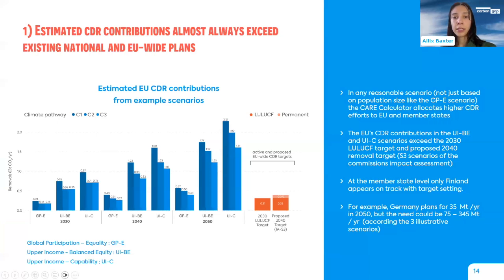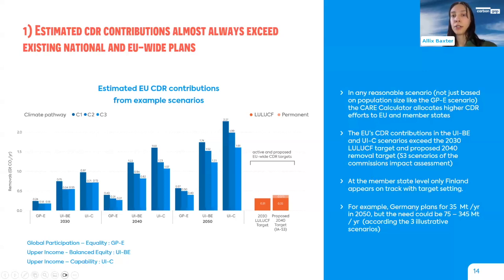So finding number 1 is that the estimated CDR contributions almost always exceeded the national and EU-wide plans. So this figure shows the results from these illustrative scenarios compared to the 2030 LULUCF target and the proposed targets for 2040. And you can see that in any reasonable scenario or any scenario that's not just based on population size, these volumes are much, much higher than what is here for the EU-wide targets.